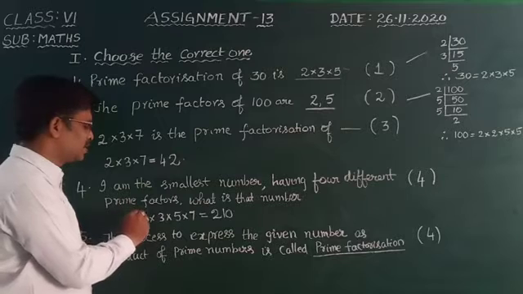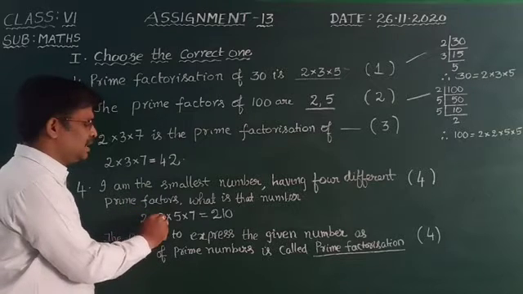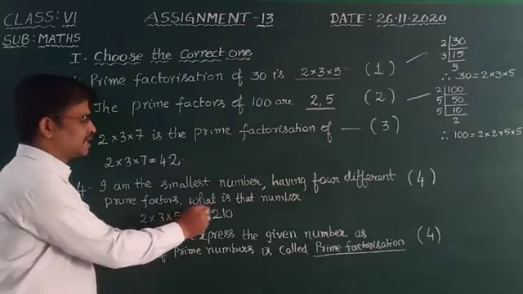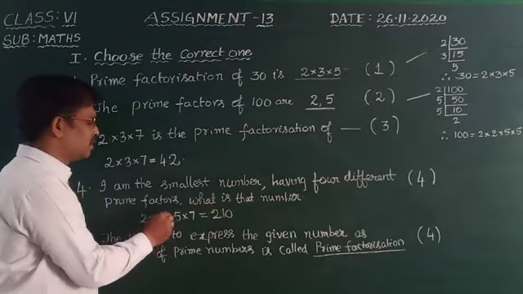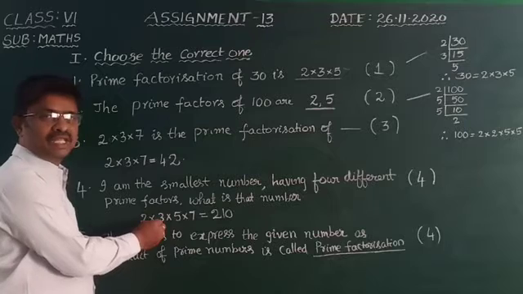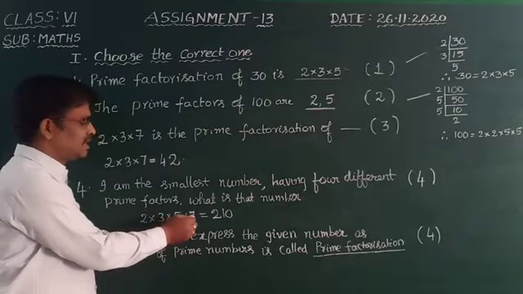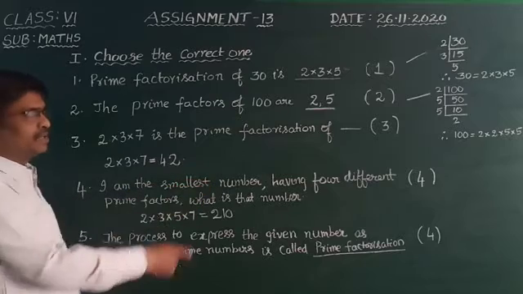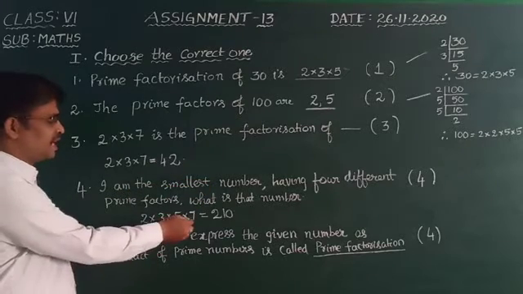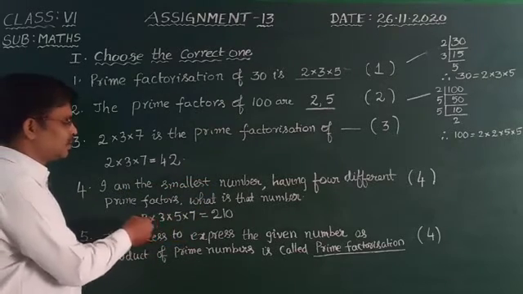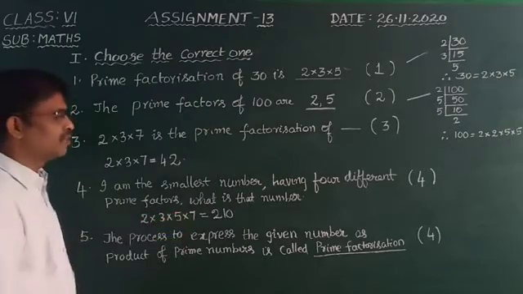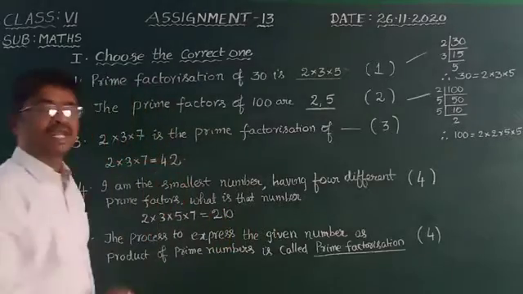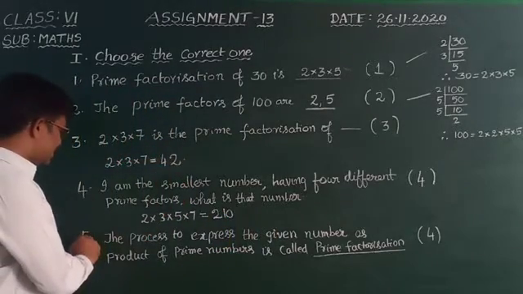2 into 3 into 5 into 7 is the product that gives the smallest number, that equals 2 3s are 6, 6 5s are 30, 30 7s are 210. Therefore, the smallest number which has 4 different prime factors is 210, with prime factors 2, 3, 5, 7. Therefore, the option is 4. The result is 210.